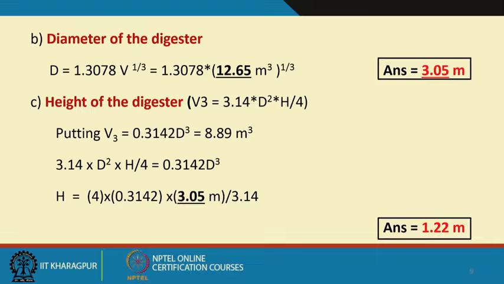Now, we will calculate the height of the digester. For calculating the height of the digester, we have V3 is equal to 3.14 into d square into h divided by 4, that is the height divided by 4. Putting the V3 value, which has been given as 0.3142 d cube, which is equivalent to 8.89 meter cube, and substituting this, we will get the height of the digester as 1.22 meter.